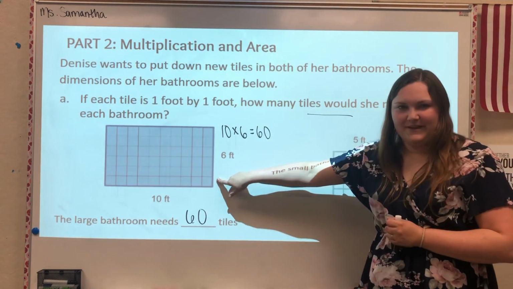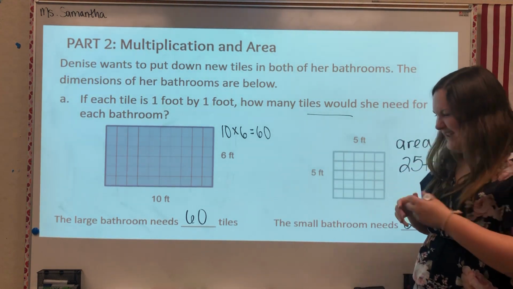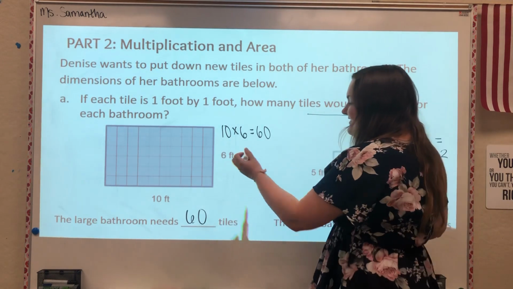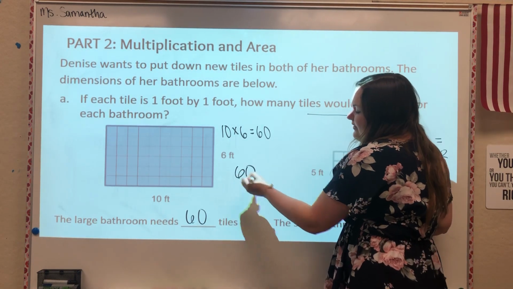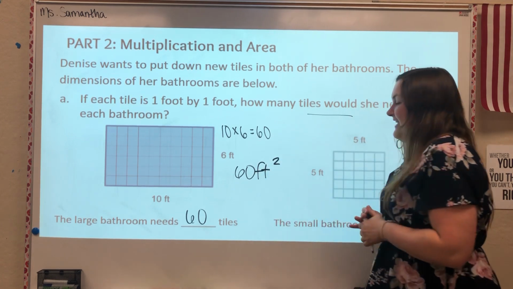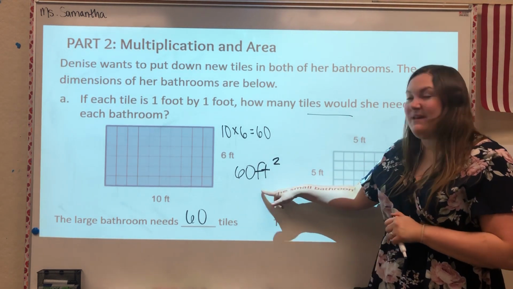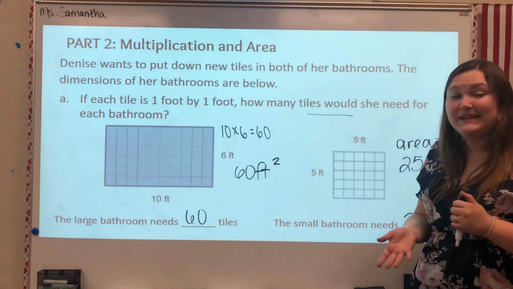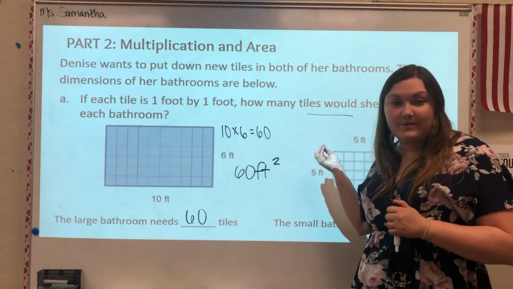What would the area of this one be? Same idea. We already found that there's 60 tiles in the bathroom. The area would then be 60 feet squared. It doesn't have to be feet. Maybe Denise measures her bathroom in meters, then it would be meters squared.